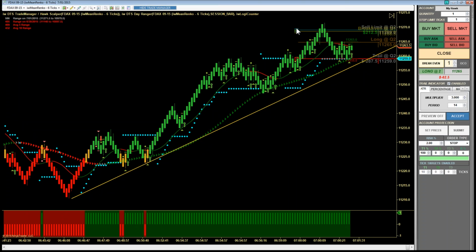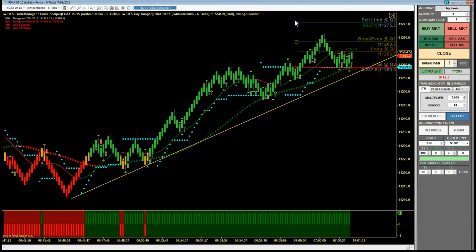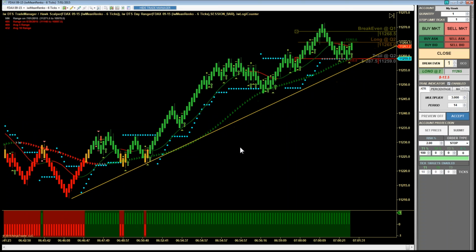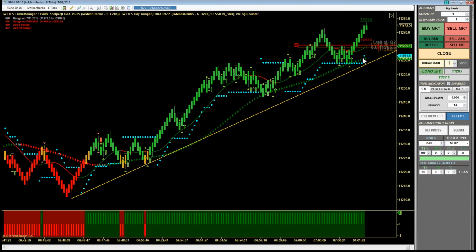So what I'm going to do is see if we can get a runner in here. We're just about to hit the break-even trigger. So the trades now have gone to break-even. I do have my stop strategy enabled.